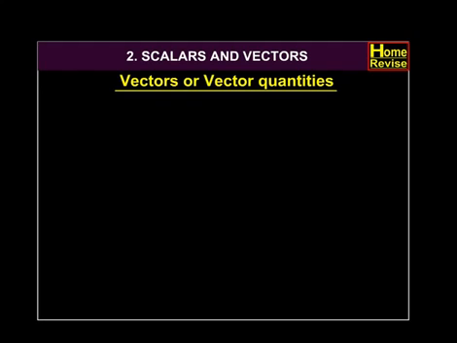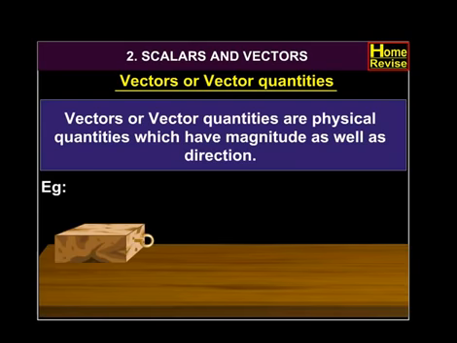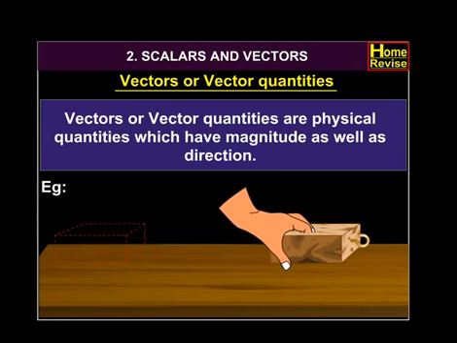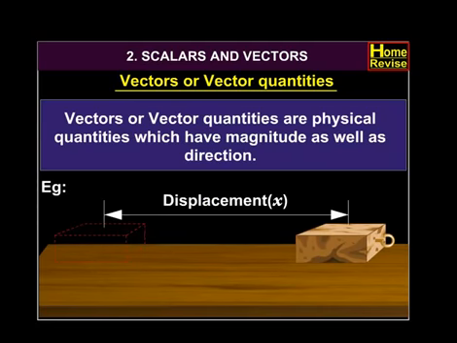Vectors or vector quantities. Vectors or vector quantities are physical quantities which have magnitude as well as direction. For example, when we think of displacement of a body, we have to mention the distance traveled by the body, that is the magnitude, and the direction in which the body has moved.